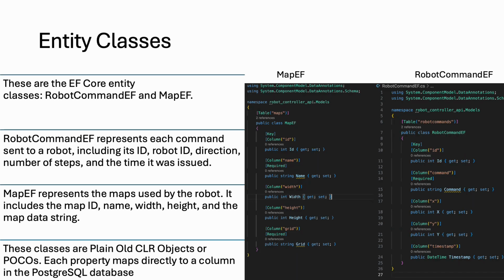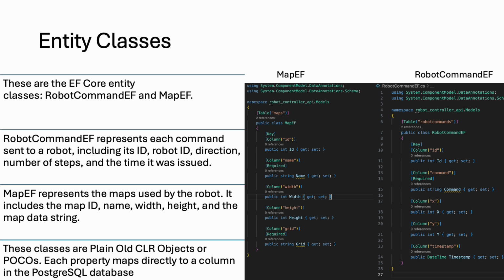So let's talk about the entity classes. These on the right are the EF Core entity classes. We have the RobotCommandEF, located on the far right, and the MapEF, also located on the left side of the RobotCommandEF. Basically, the RobotCommandEF represents each command sent to a robot, including its ID, robot ID, direction, number of steps, and the time it was issued.